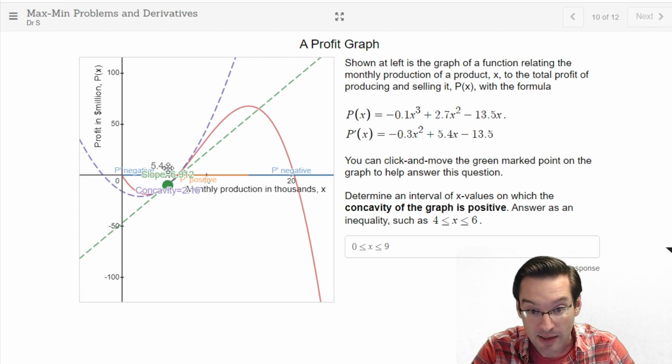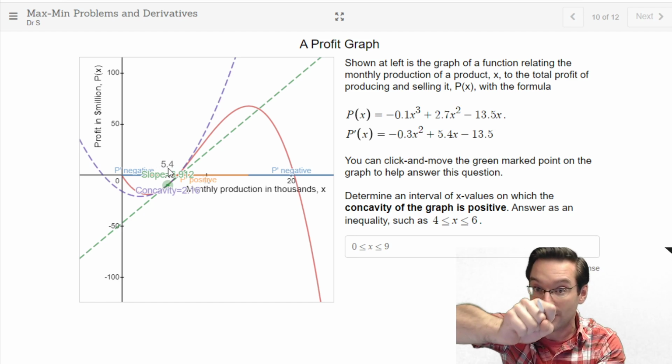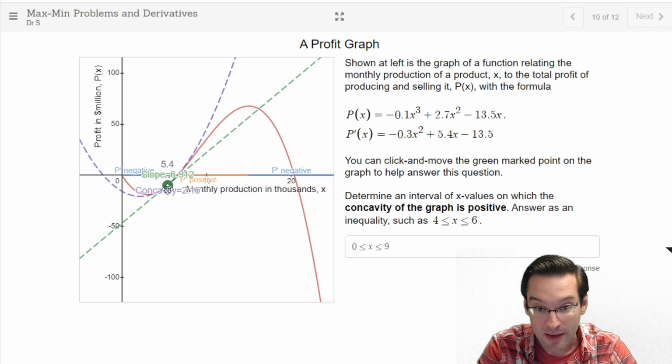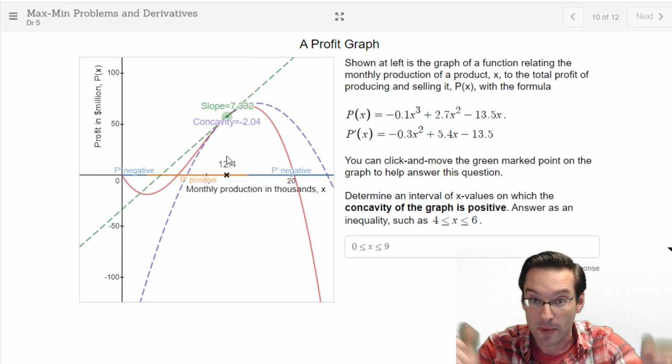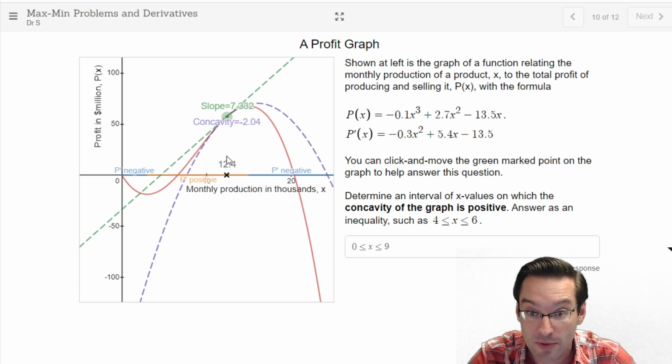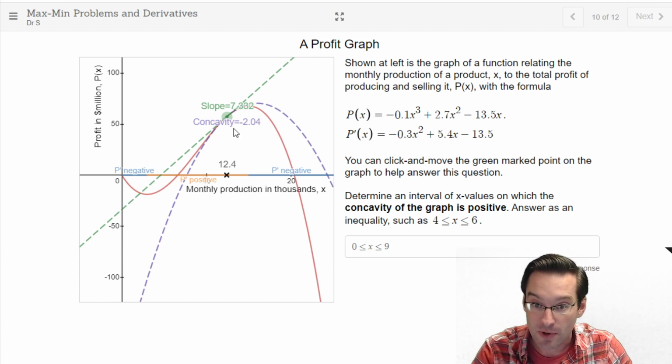But in places where I'm concave up, it must mean that my wheel is turned to the left as I'm driving from left to right. And in the places where I'm concave down, my wheel is turned to the right as I go from left to right on the graph. A mathematician would also call this a measure of what's called curvature, right?